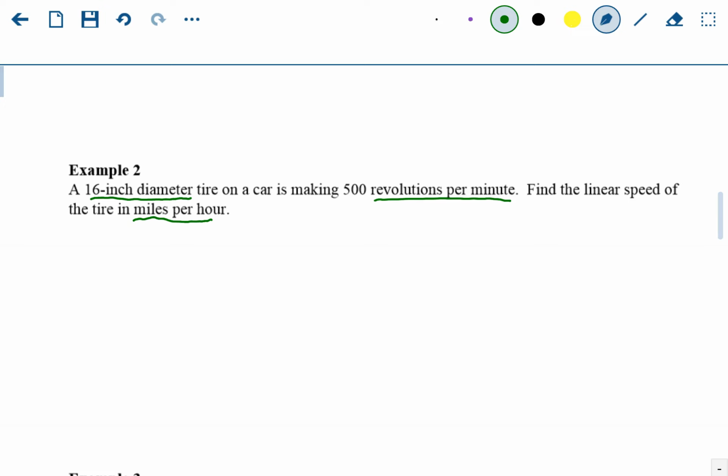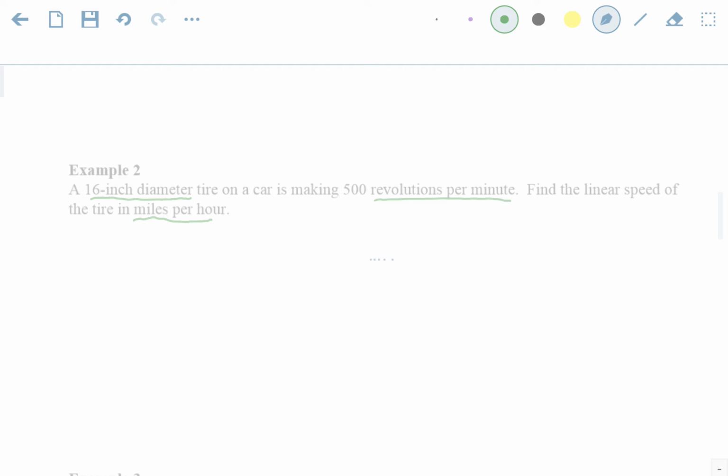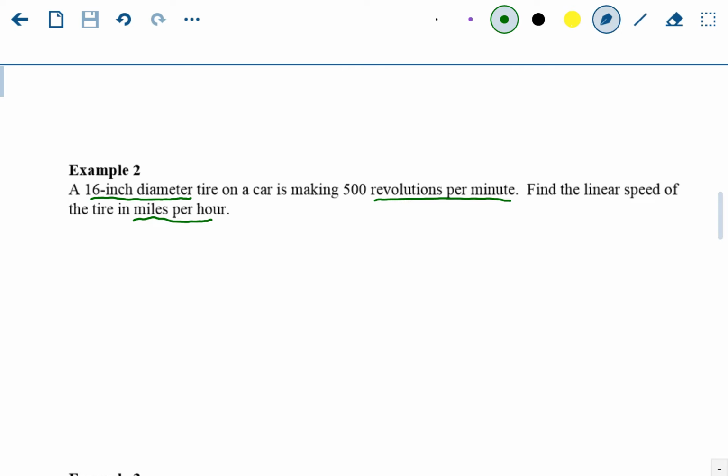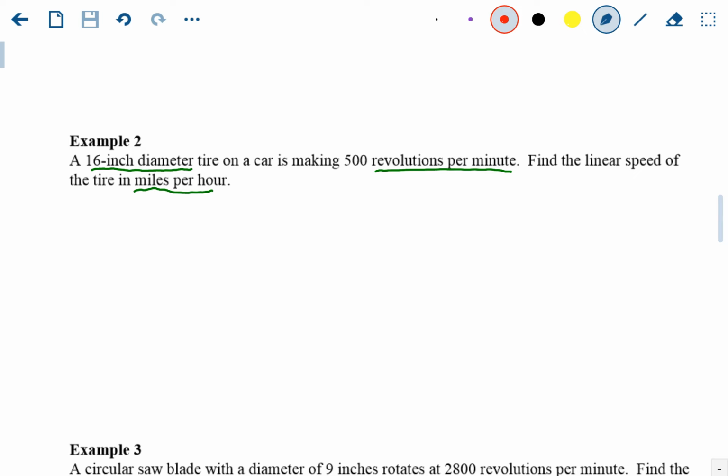Now, we're not given anything about miles, and we're not given anything about hours, so we're going to have to convert those, because we're given inches and we're given minutes. But let's start with what we can find. We can find the linear speed. We can find the velocity in inches per minute, and then we'll convert it to miles per hour when we're done. Okay. All right, so first up, again, we're going to need to find the arc length.